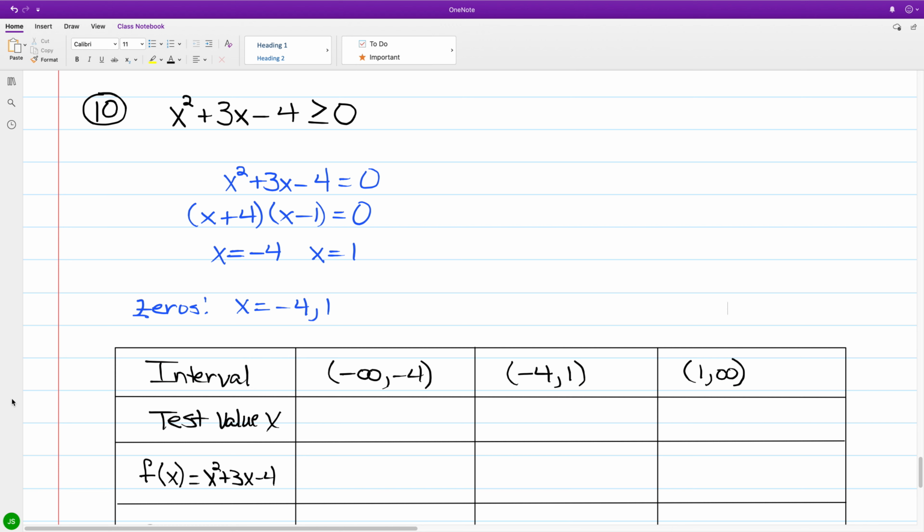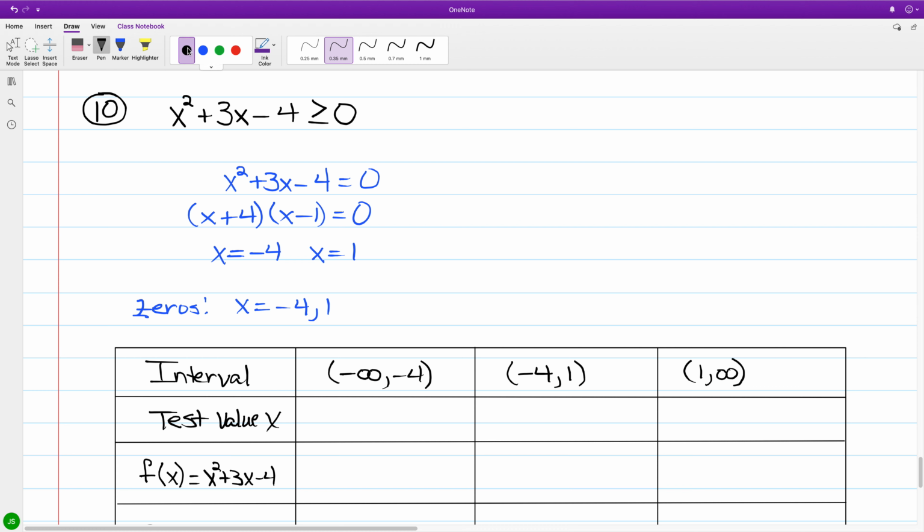Setting each of those factors to 0, we have negative 4 and 1. Now we partition, utilizing the zeros to form subinterval sections. Around the smaller of the zeros, with respect to negative 4, our first interval will be the set of values x less than negative 4. Then bypassing negative 4, we have those values of x approaching but not including 1. And with 1 as the second and last of the zeros, the last interval is those values of x greater than 1.